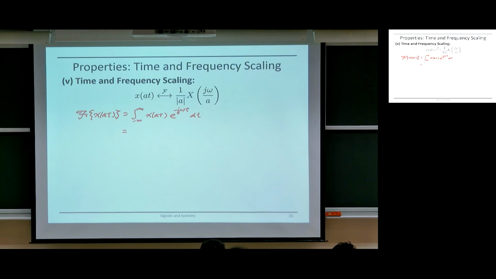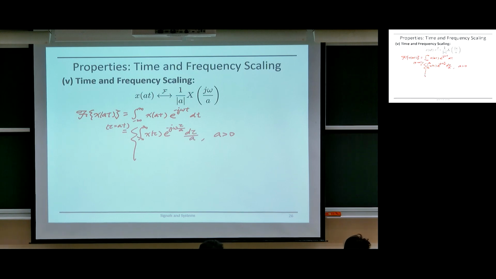Now let's do a change of variable where you let tau be equal to at. Suppose first that a is greater than 0. Then we have the integral of x of tau times e to the minus j omega tau over a, d tau over a.